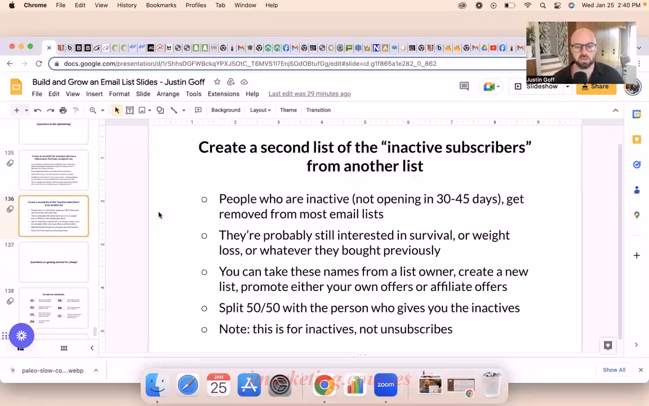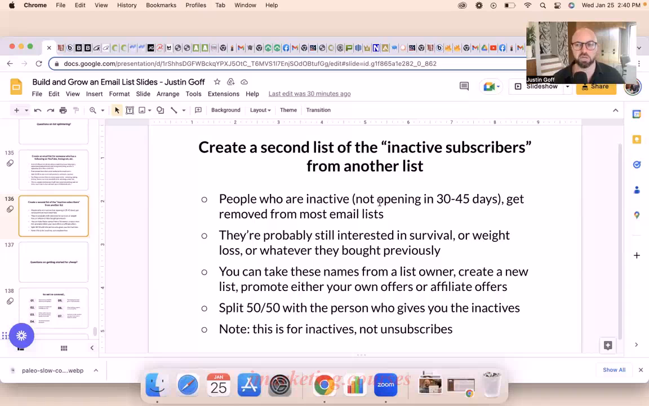So you could take these from the list owner and create a list. You could either promote your own offers or promote affiliate offers. You could split the money with them 50-50. One thing I really want you to note down here: this is for inactives. This is not for unsubscribes. If you do this with unsubscribes, that is 100% illegal. Inactives is a different story.